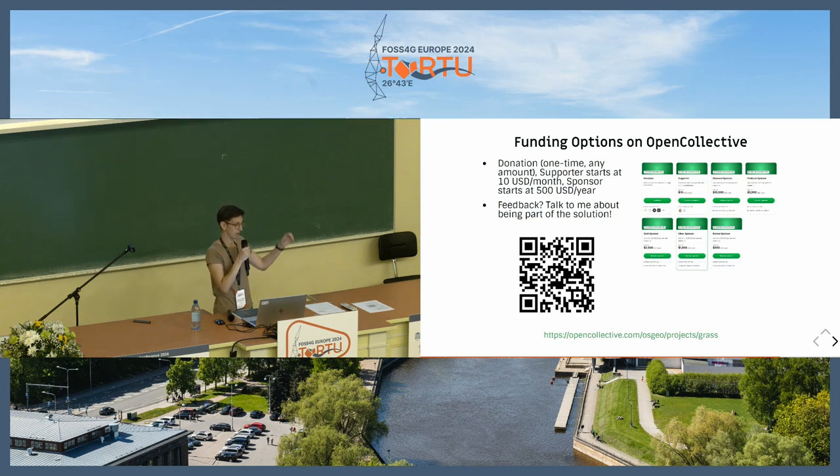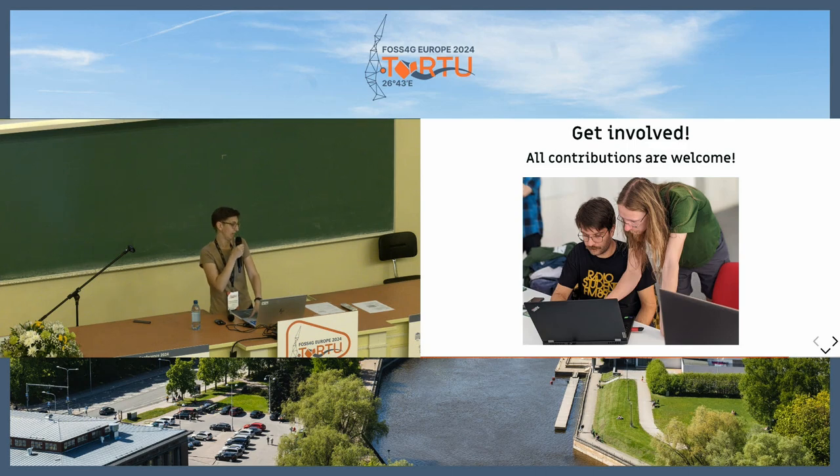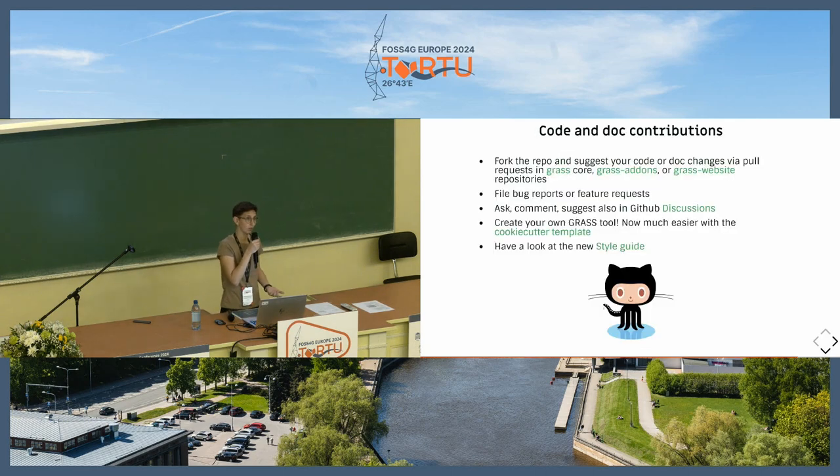And we have set different funding options in Open Collective. So donations, it's a one-time donation, and you can donate whatever you want. And there are supporter levels starting at $10 per month or something. Importantly, this helps us to keep our student grant program, the mentoring program, and that kind of things going, and of course, meeting in person. So get involved. All contributions are welcome.